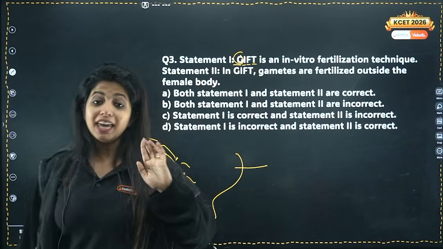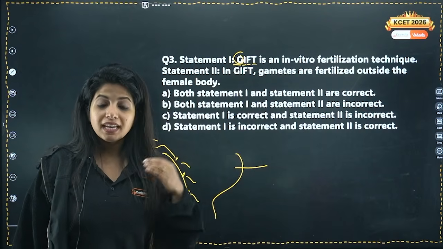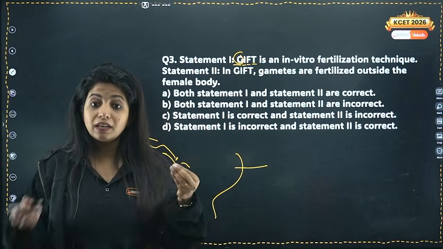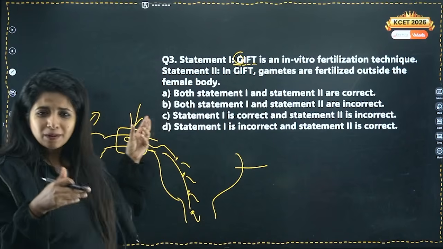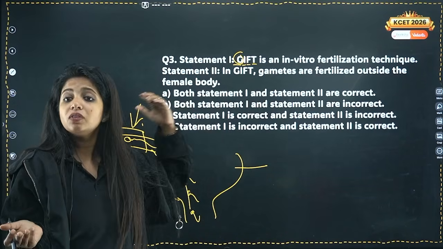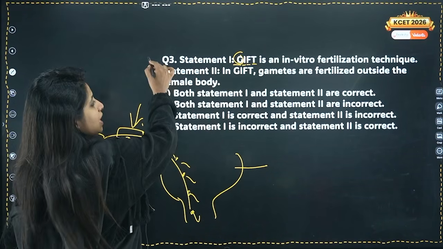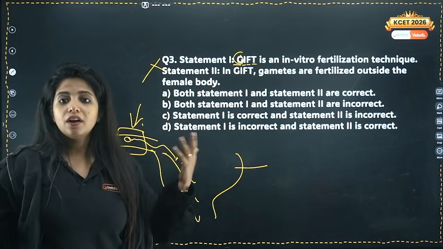So here, do you think in vitro fertilization happens? In vitro means fertilization is happening inside the laboratory. Fertilization means sperm and egg being fused. Is it happening inside the laboratory? No, it is happening within the female body. So this particular statement that you see over here will be wrong.